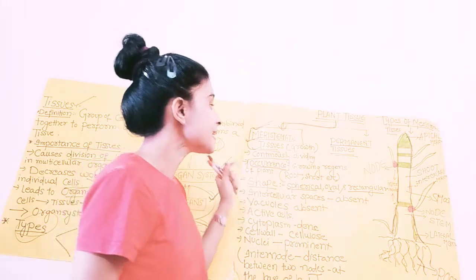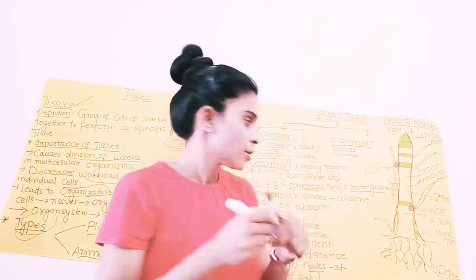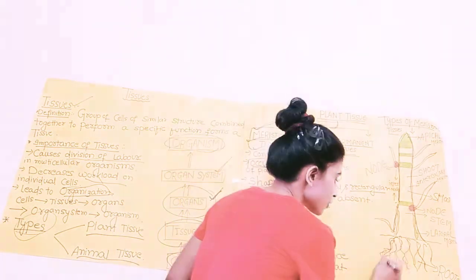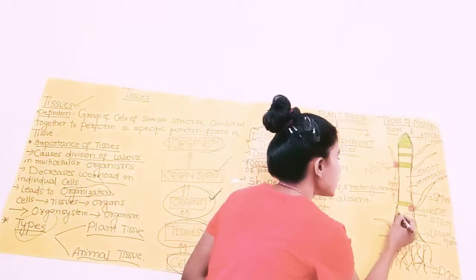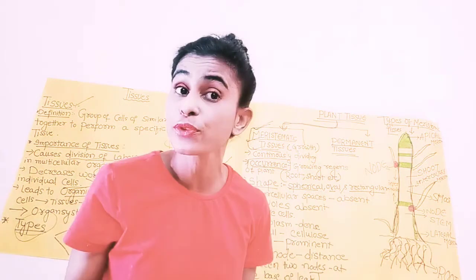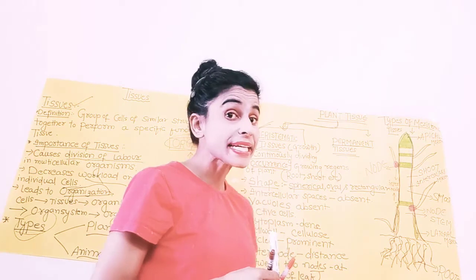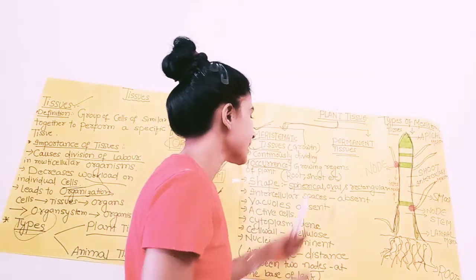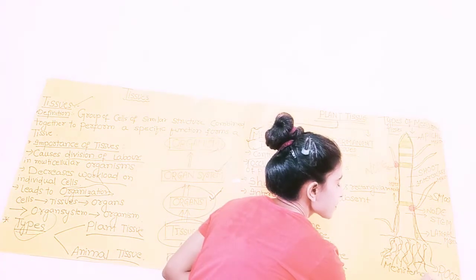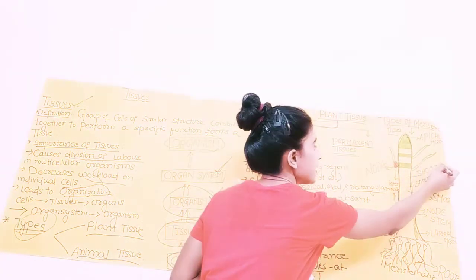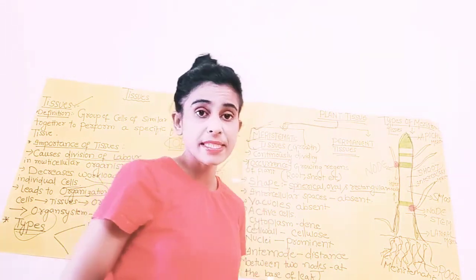Now, where is it present? It is present in the growing region. Where does the plant grow? From the stem parts and from roots. Roots are growing. The growth of the roots is because of the meristematic tissues, and the growth of the stem is also because of the meristematic tissues. Understood? So where is it present? In the growing regions. In the root region, meristematic tissue is present, and in the tip of the shoot region also, meristematic tissues are present.